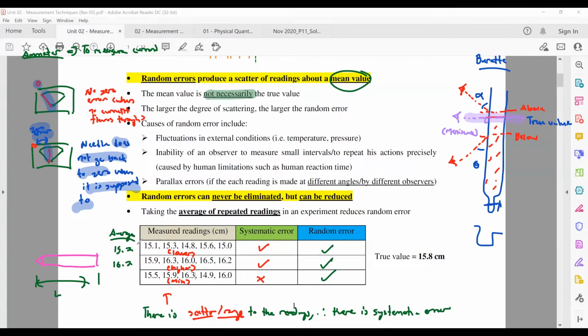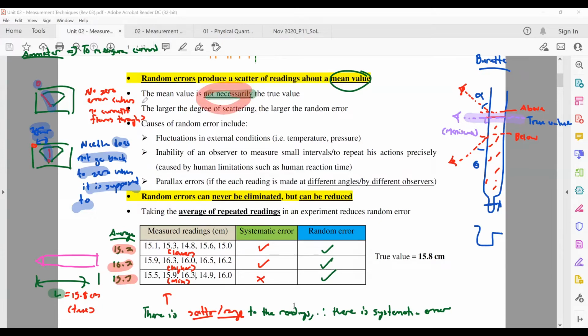For the third set, you do 15.5 plus 16.9, 16.3, 14.9 plus 16, divided by 5, and you get 15.7. Now, the true value for the length of your pen, as I mentioned just now, was 15.8 centimeters. You see that the mean values of 15.2 and 16.2 are far off from 15.8, whereas 15.7 is close to your true value. That's what I meant here.